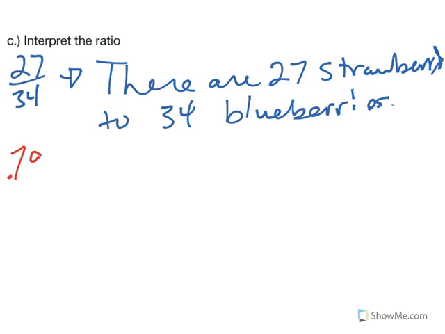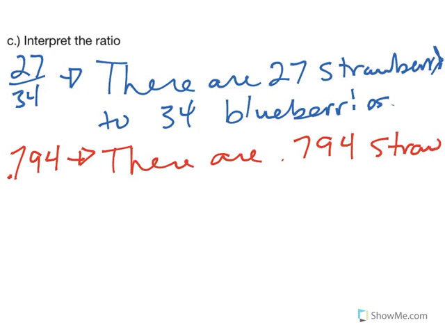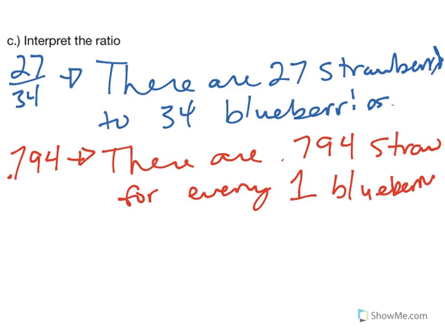When you look at 0.794, we can say there are 0.794 strawberries for every 1 blueberry. And this works because if you have a decimal, you can make anything a fraction by putting it over 1. And because strawberries come first, our numerator would represent strawberries.